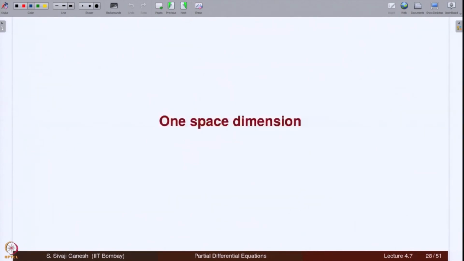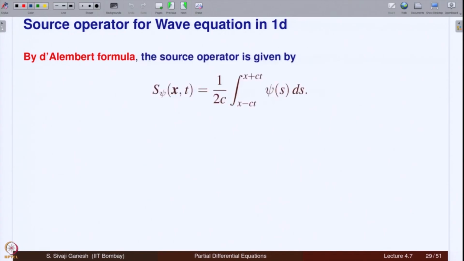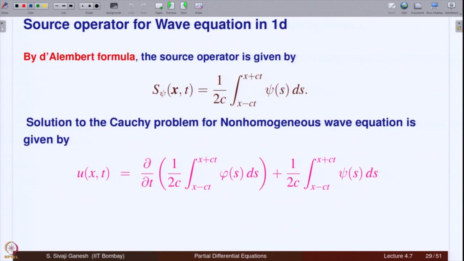So, let us obtain explicit expressions. We have already solved the homogeneous wave equation and Cauchy problem. So, it is just matter of writing down what the source operator is. So, by D'Alembert formula, the source operator S psi is this: 1 by 2c integral x minus c t to x plus c t psi s ds. So, solution to the non-homogeneous wave equation is this: ∂/∂t of S phi plus S psi plus the integral term 0 to t S psi of t minus tau, x, tau d tau, which is there on the previous slide.